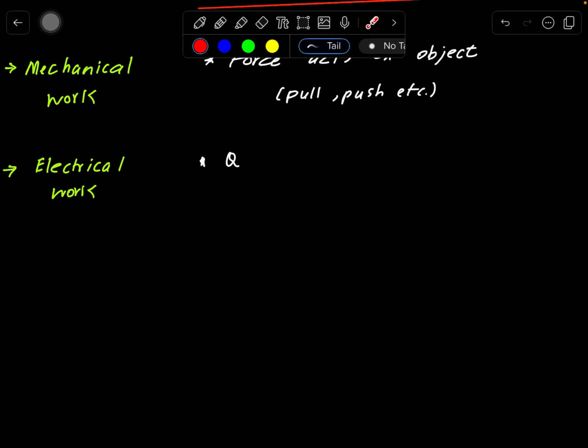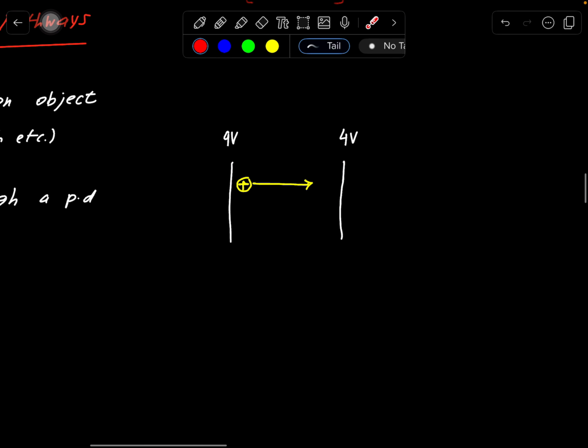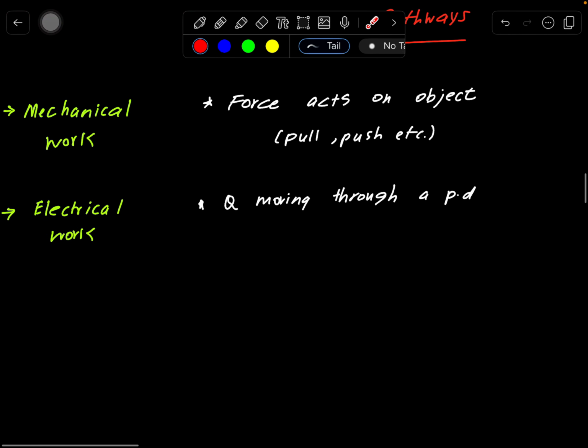I will use the letter capital Q to represent charge. Charge moving through a potential difference. See, there is a difference in this potential. Here we have 9 volts and here we have 4 volts. So this is referred to as potential difference. And whenever you have a potential difference, the positive test charge moves from higher to lower potential.